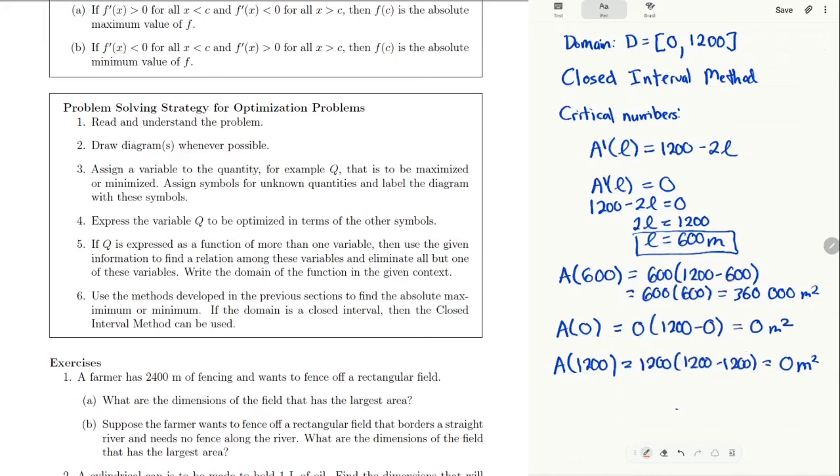And if we compare all of these values and choose the largest among them, then that will give us the absolute maximum. So the absolute maximum occurs when the length is 600 meters.